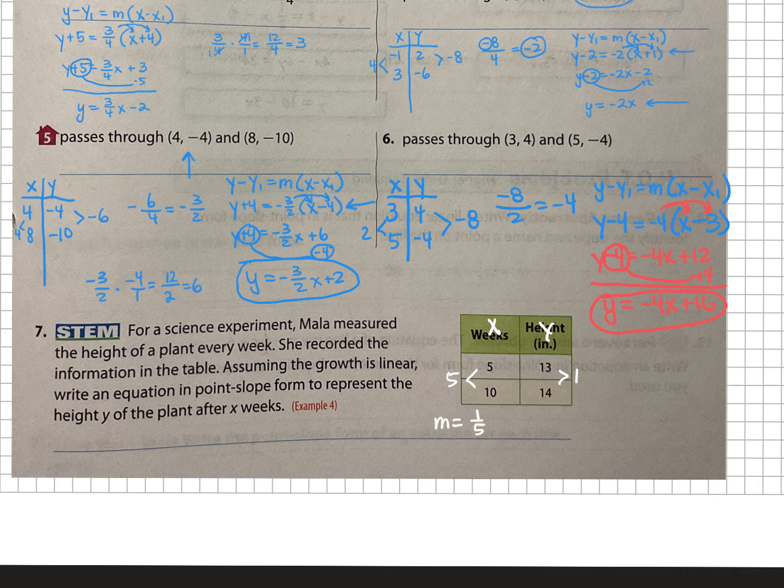So if we go y minus the y variable equals the slope times x minus the x variable, we can go y minus 13 equals 1/5 x minus 5. Right, is an equation in point slope. There we go. That's done.